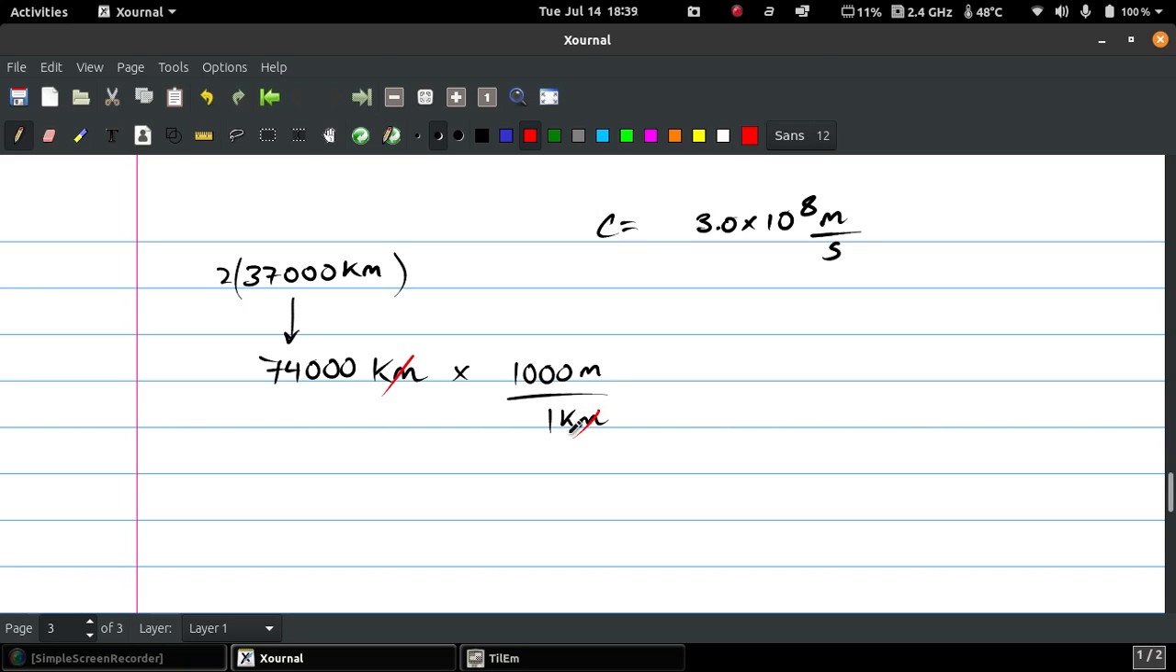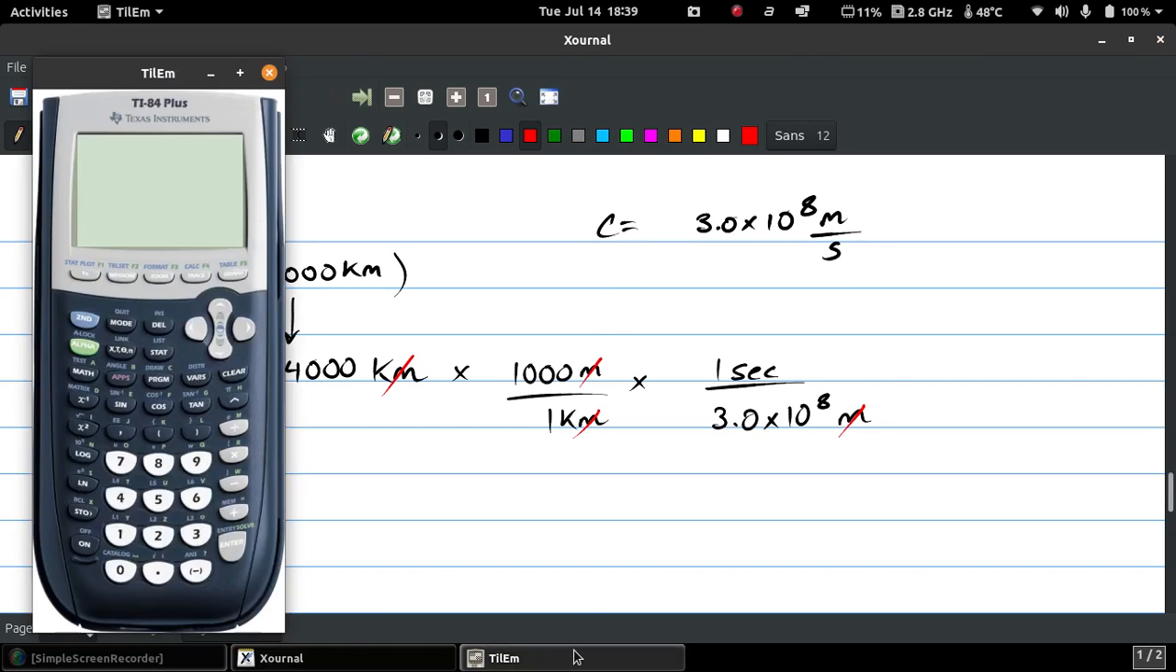And then now we have to get into seconds because we're trying to figure out how many seconds it's going to take for our signal to go to and from the satellite to our friend's phone. So because it's electromagnetic radiation, or a form of electromagnetic radiation, it travels at the speed of light. So we multiply this by 1 second divided by 3.0 times 10 to the 8, and this would be meters. So now we are in seconds. So we're going to plug this in the calculator and see what we get. It's going to be pretty quick, I can tell you that.